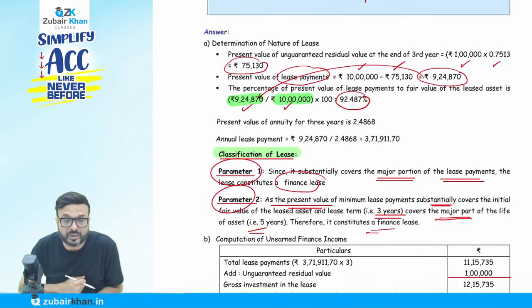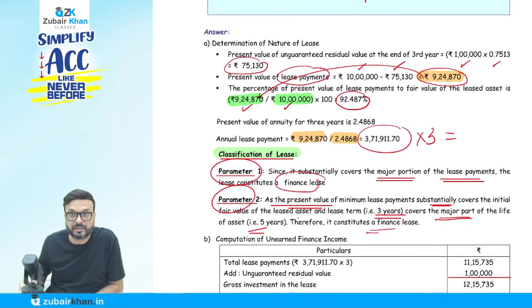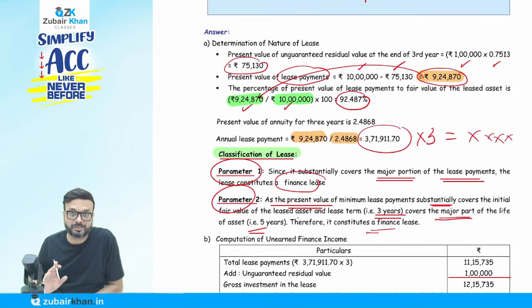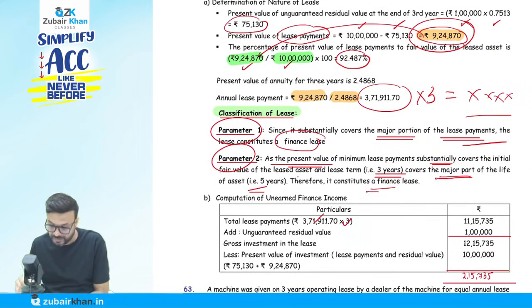Now, sometimes they may ask you to calculate the annual lease rental also. This 9,24,870 is for the 3-year lease payment. Remember, this is the present value of the lease payment. Divide it by the discounting factor for these 3 years, 2.4868, which is given. This gives the annual lease rental. When you multiply by 3, you get the total lease payment, and when you deduct the present value from it, the unearned finance income will come. Understand that this is the annual lease rental multiplied by the 3 years.